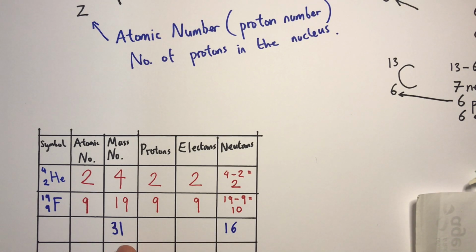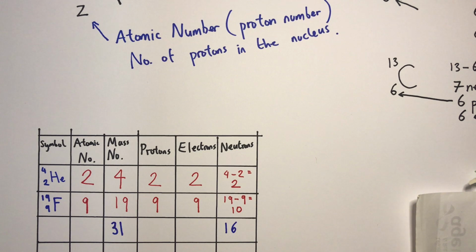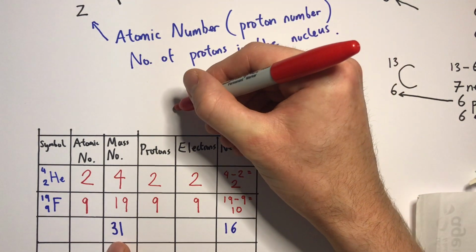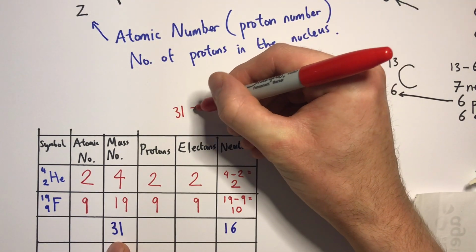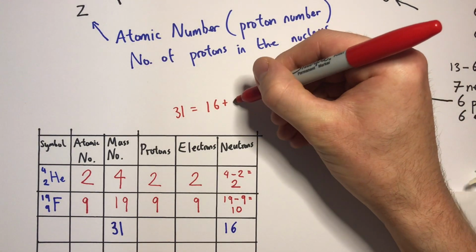Okay, for the last one here, we don't know what the element is. We do know the mass number is 31, and the number of neutrons we know as well is 16. So remember that the mass of your atom is made up of only the neutrons and the protons. I know how many neutrons I have, so I need to add the number of protons to the number of neutrons to make 31. In other words, 31 is my mass number, and 31 will be equal to 16 plus however many protons I have.